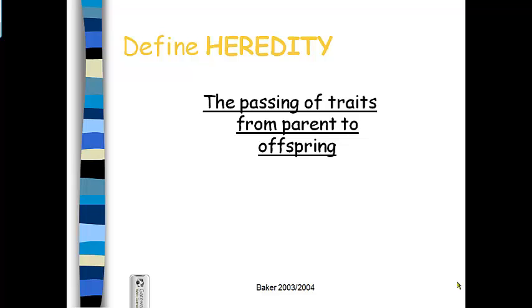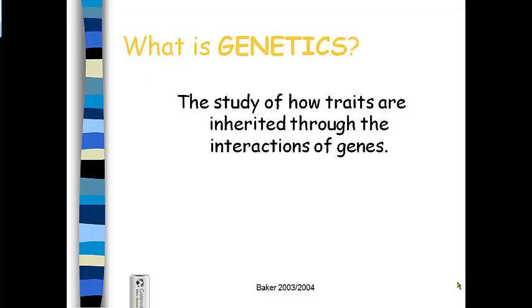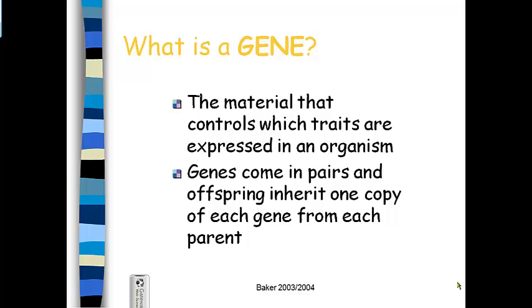And now we're going to finish off heredity by talking about some different traits, and we're going to talk about Punnett squares. So first of all, the definition of heredity. What is heredity? Heredity is the passing of traits from parents down to offspring. So when we talk about passing genetic information from the parents down to the offspring, we're talking about heredity. What is genetics? Genetics is the study of how those traits get passed down through the interactions of genes. What is a gene? Again, a gene is a material that controls a trait.